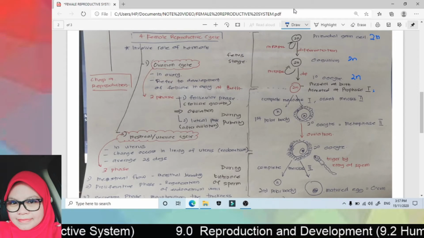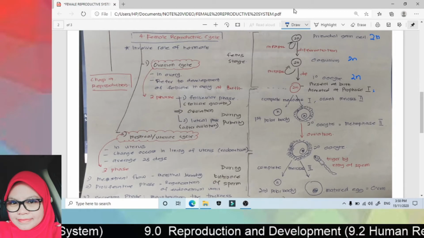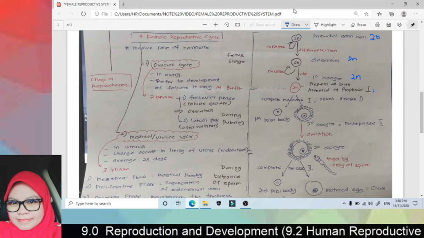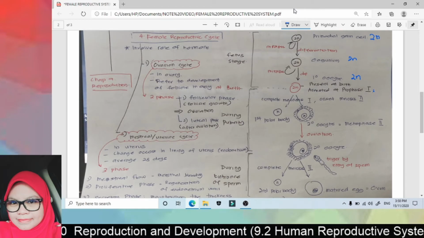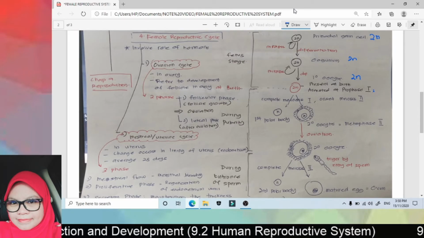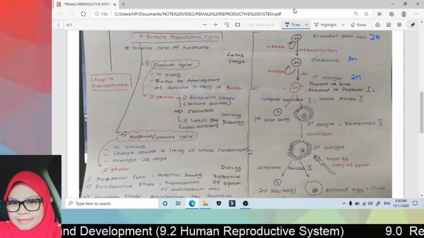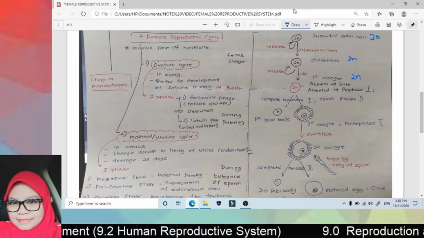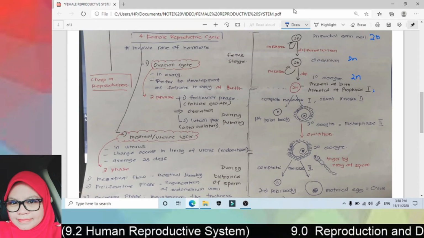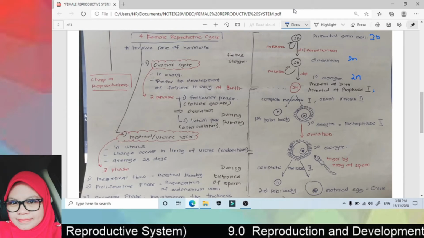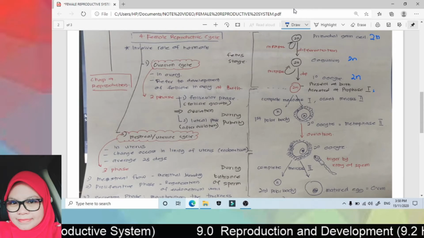Means dia akan completekan anaphase 2, telophase 2. So from that it may produce 2 daughter cells. First we call as second polar body, and second one, this is the matured egg yang dipanggil sebagai ovum. Okay? Boleh dapat? So maksudnya kalau kamu kata kamu ada ovum, memang siap lah.